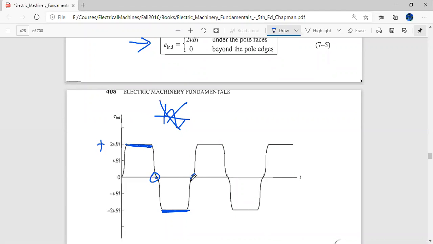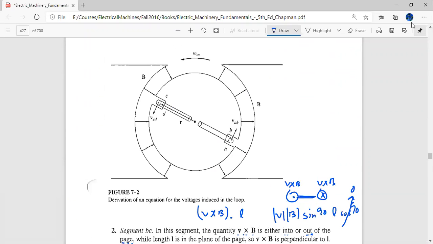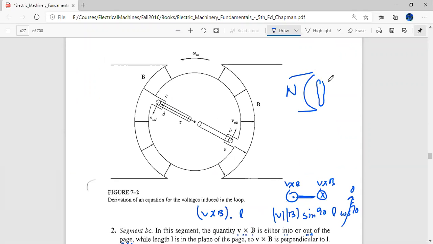Why does it go to zero instantaneously? The reason it goes to zero instantaneously before going in the reverse direction is this: when the plane of the coil is like this and your curved pole pieces are like this, as you know, the field is directed radially for this case. The field is always radial, and this side of the coil is moving in this direction and this side of the coil is moving in this direction.